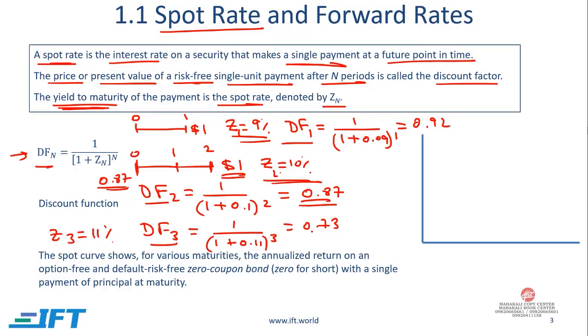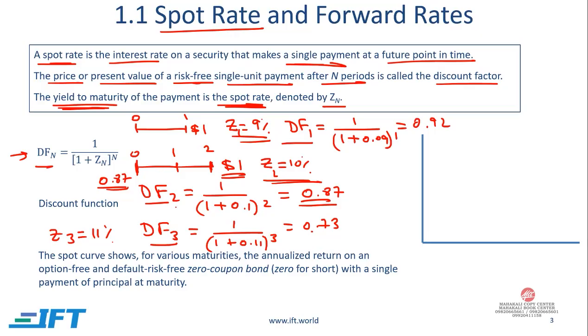So that's why this is called the yield to maturity, and it is called a spot rate because with this security there is no cash flow in between. So we are going from 0.87 to 1 and there is nothing in between. So this is the yield to maturity and it is also the spot rate.